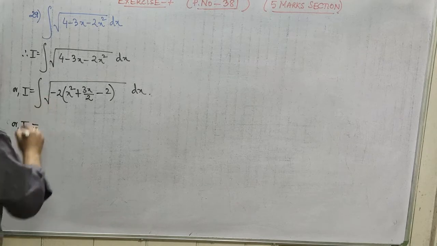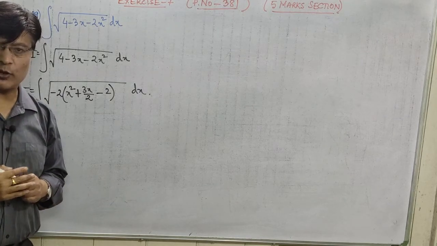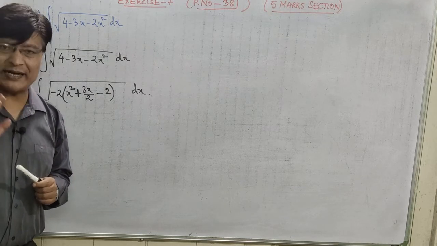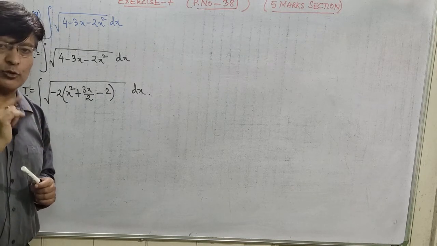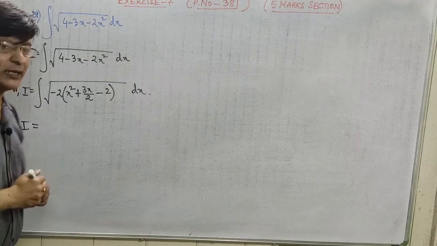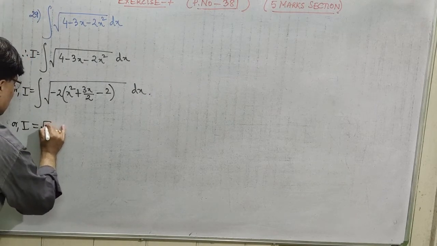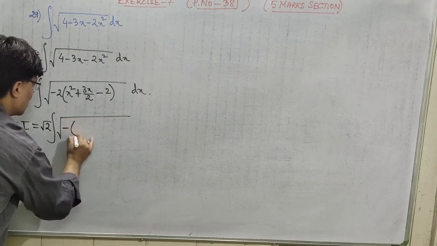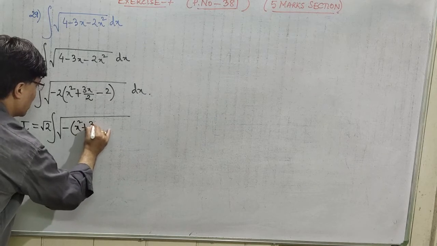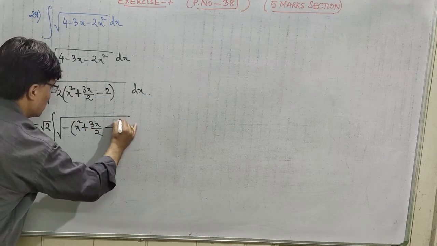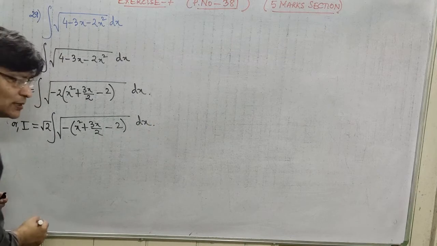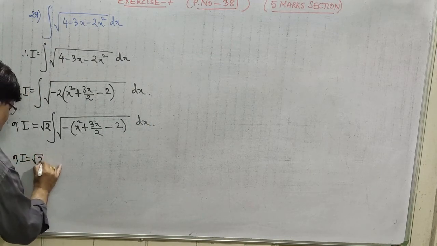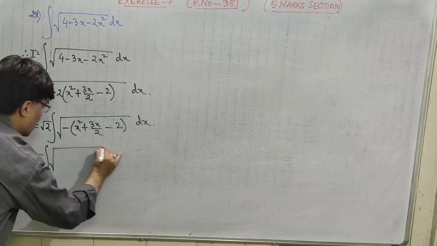So which term will you take outside the integration? Only root 2, not minus root 2, not root over minus 2. You cannot take root over minus 2 outside because root over minus 2 is an imaginary number. So let us take only root 2 outside the integration. Integration of square root, now there is minus within bracket x square plus 3x by 2 minus 2, bracket closed, then dx. Okay, or I is equal to root 2 integration of square root.